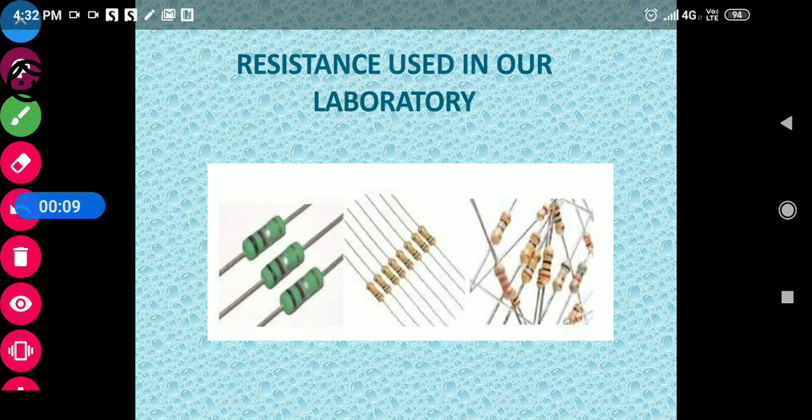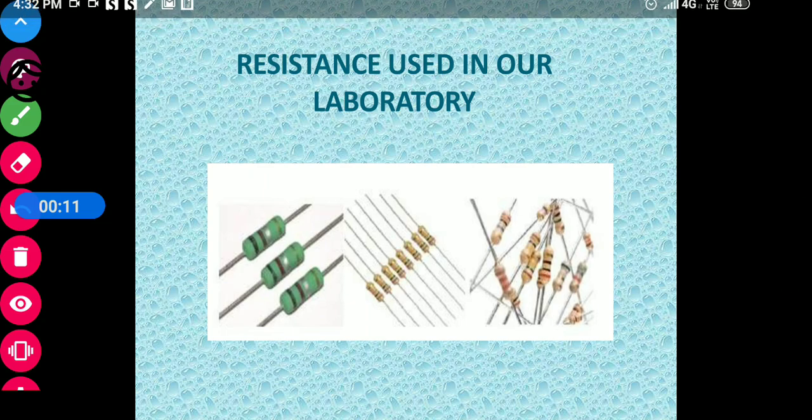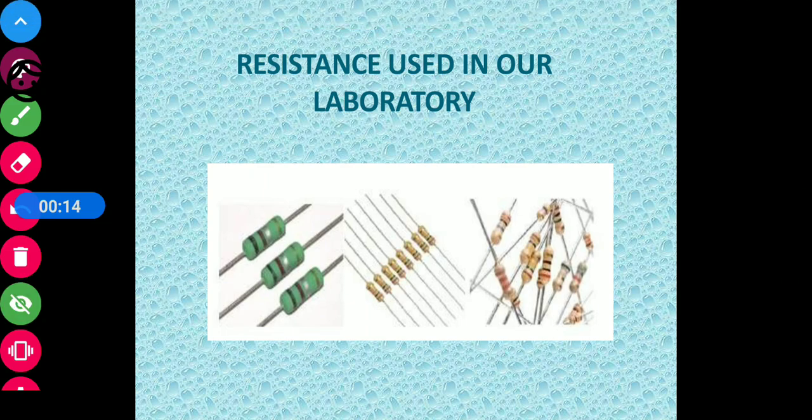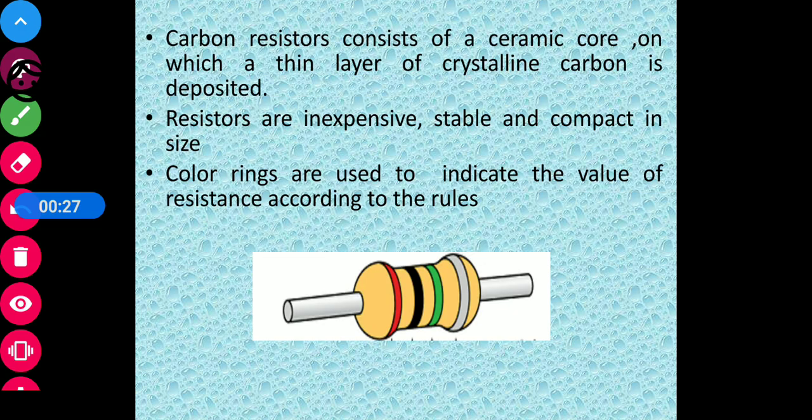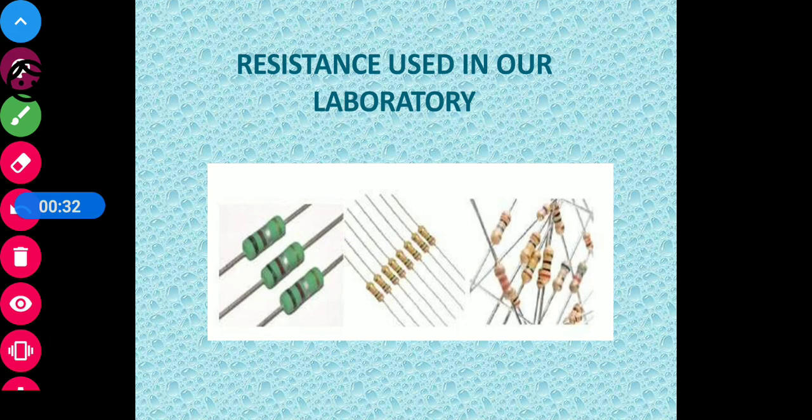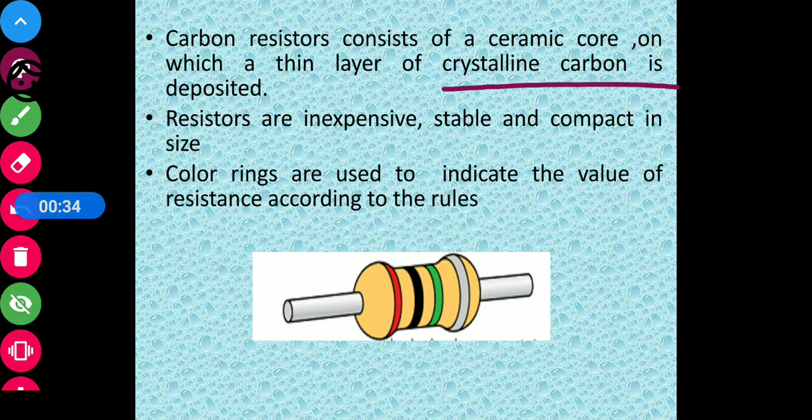Now, carbon resistors. You have seen such types of resistors in any electronic instruments. These resistances are used in our laboratory. They are very small resistances, made up of a ceramic core on which a thin layer of crystalline carbon is deposited. These resistors are inexpensive, stable and compact in size.